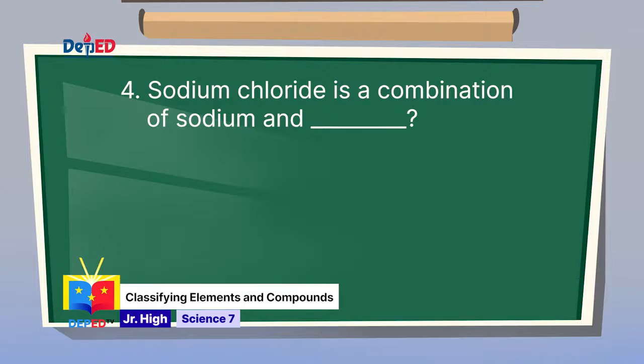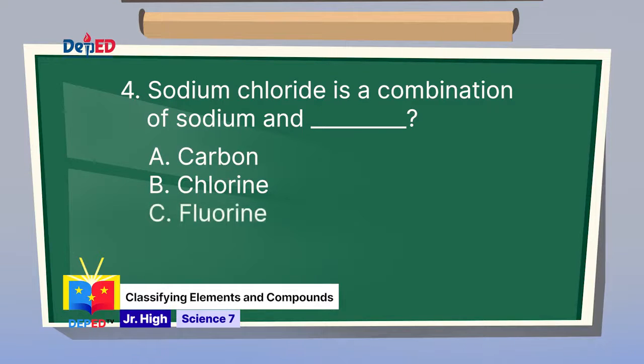Question number 4. Sodium chloride is a combination of sodium and blank. A. Carbon. B. Chlorine. C. Fluorine. D. Iodine. Sodium chloride is a combination of elements sodium and chlorine. It is known as table salt. The right answer is letter B.